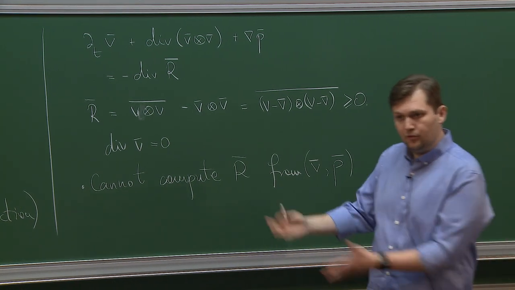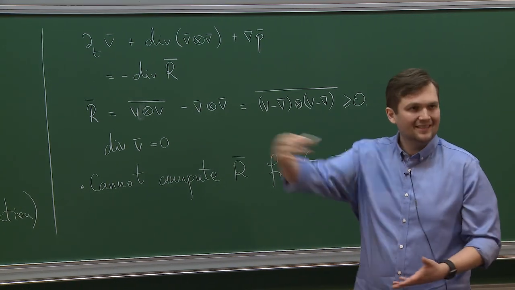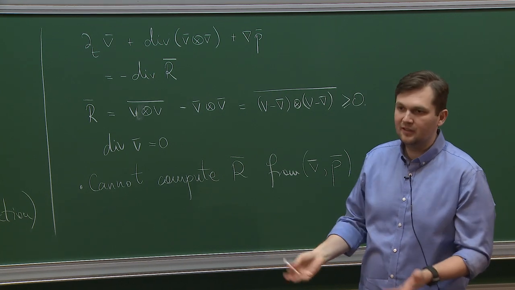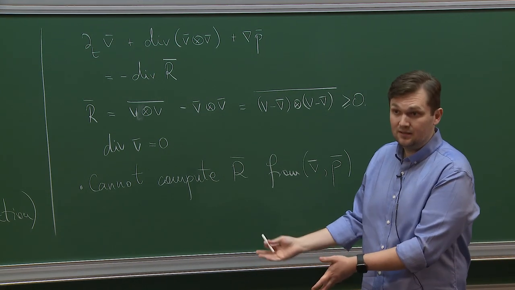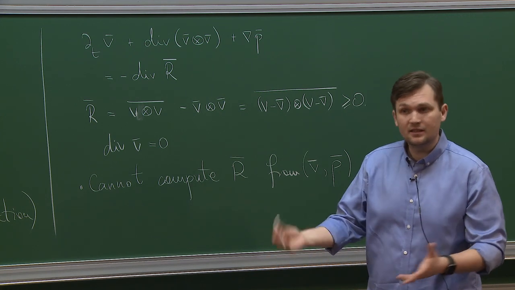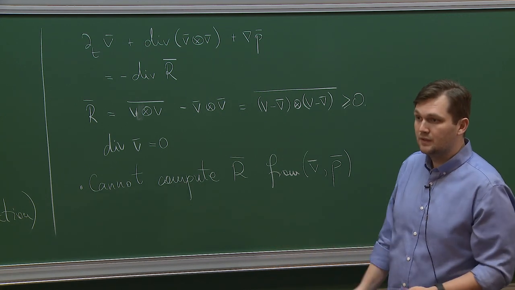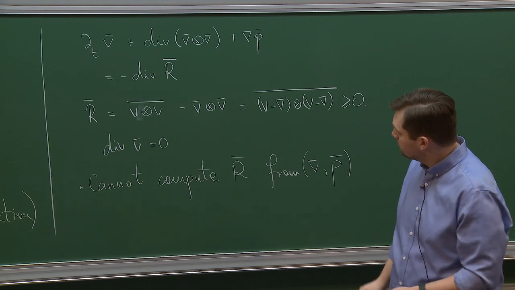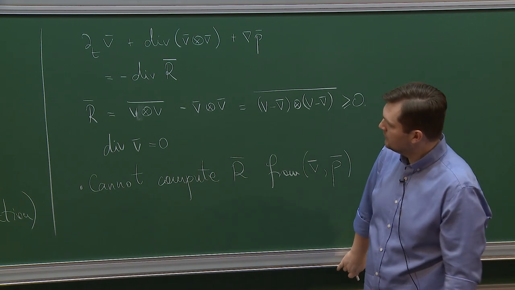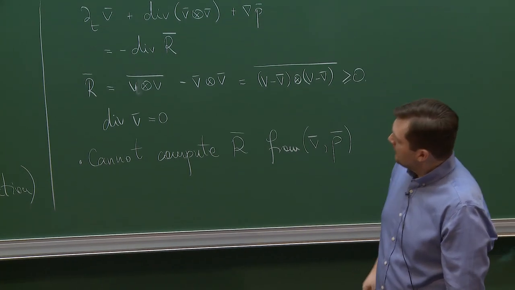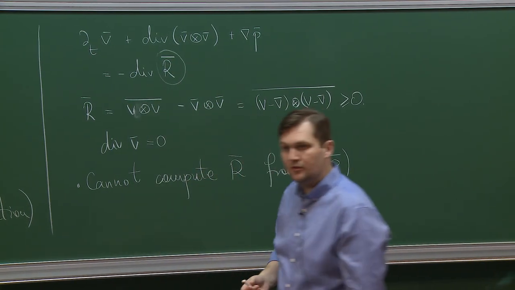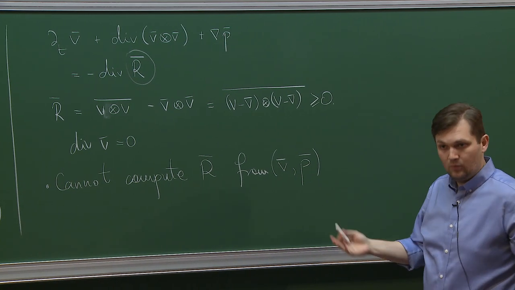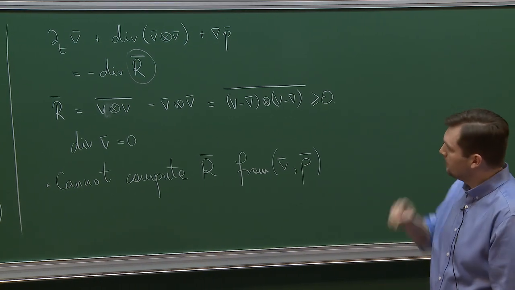If you think of a Fourier projection, you don't have access to the modes that you've filtered out. So in practice, people model this. And this is eddy viscosity, and this is actually used in simulations of slightly viscous flows. And this R, which is this positive definite symmetric matrix, is what is called the Reynolds stress.